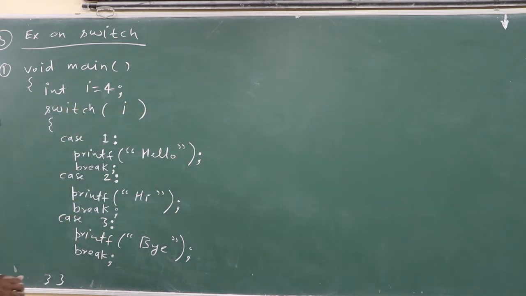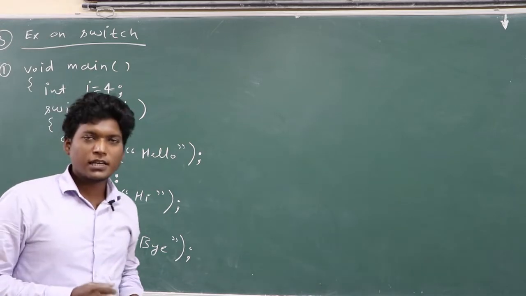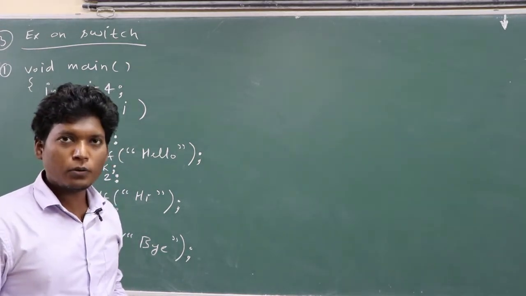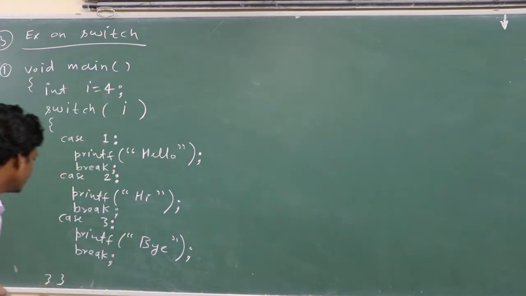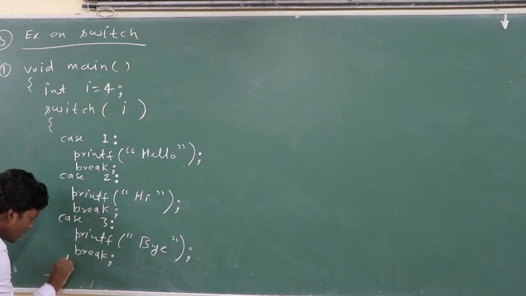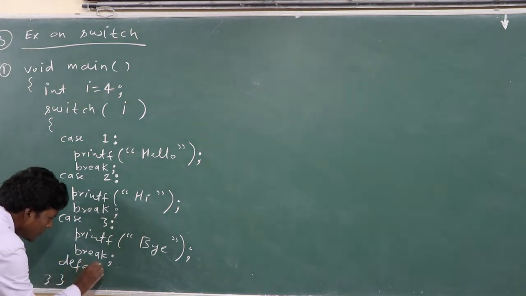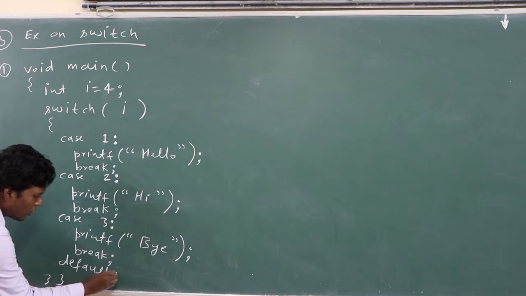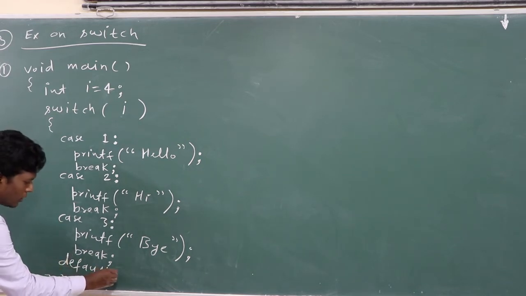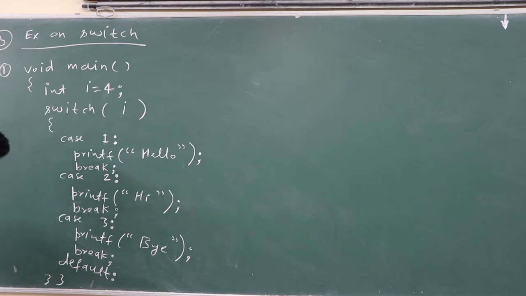In that scenario, if you want to give a message that you have entered a wrong choice, a wrong value, then in that case there is a default. Default is optional. Default is a case. Default colon. This is the case. Default is also a case. Default colon, and write something that you want.